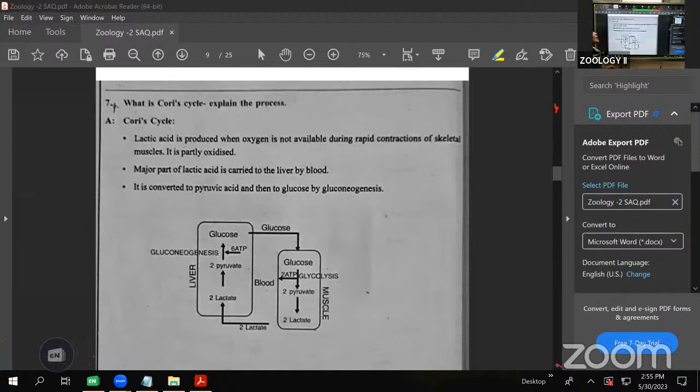Most important. In this Cori cycle, what happens is that the skeletal muscles are continuously working. For example, when we are running or walking continuously, our muscles get fatigued. At that time, oxygen is not sufficiently supplied to the skeletal muscles. At that time, inside the muscles, lactic acid is produced.